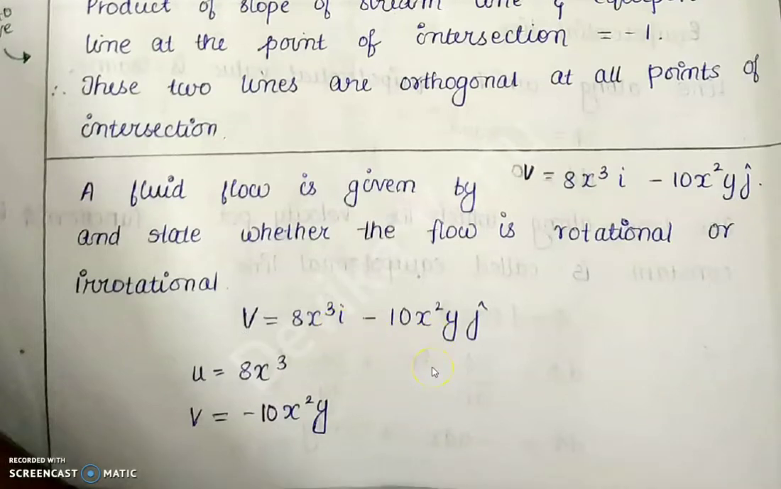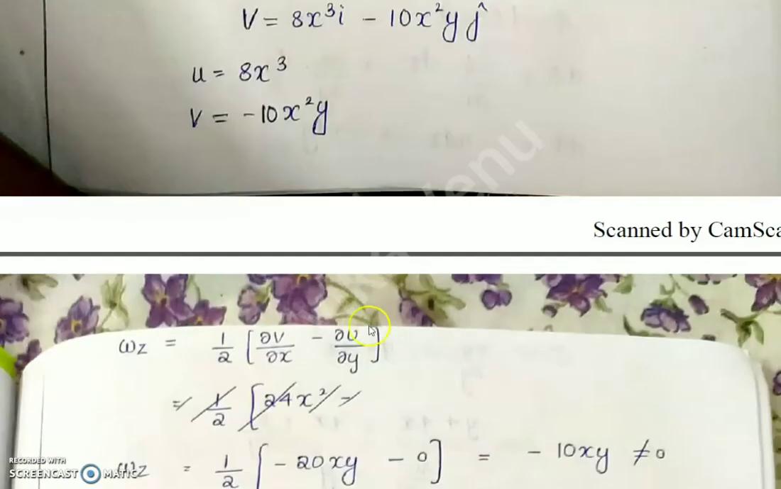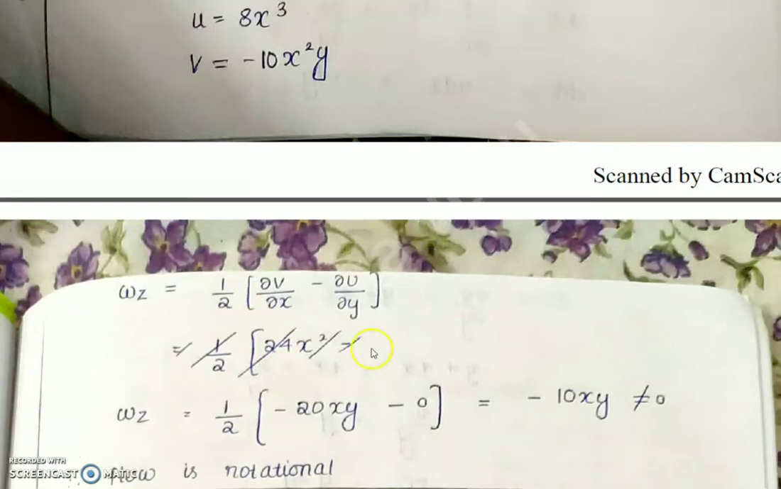If it is a rotational one, there will be a rotational component about the z axis. So you have to take omega z, and you know the equation for omega z, that is half of dou v by dou x minus dou u by dou y. So differentiating these u and v with respect to x and y, here you will see it is half of minus 20xy.